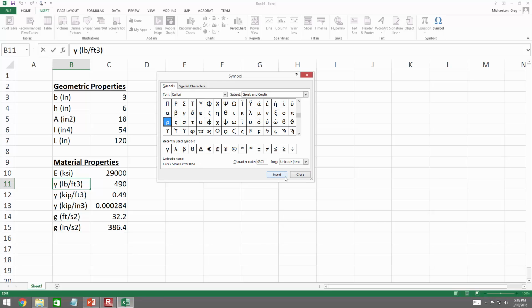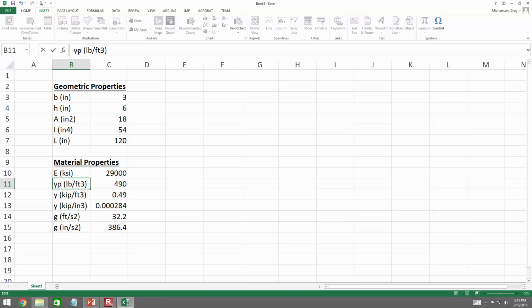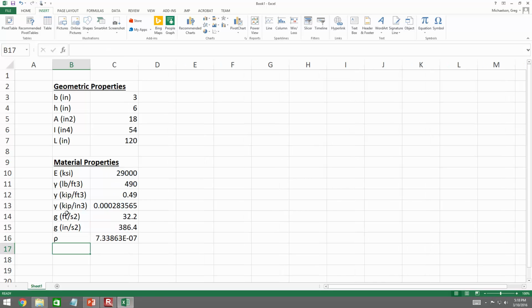Go and insert that here, and then you all get the units. I'll leave that off though. We'll say that divided by that. Whoop. So you're going to get a really small number for density. That's okay.